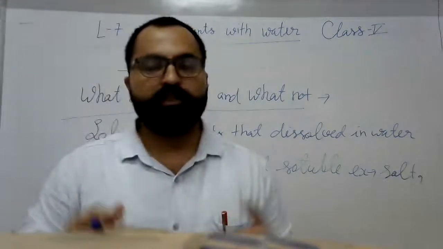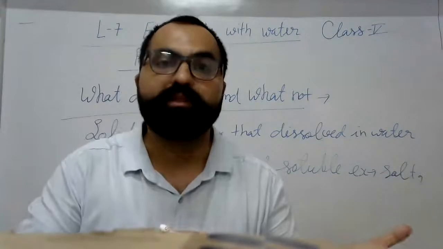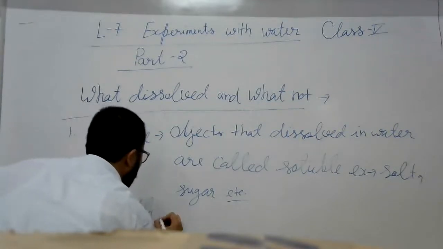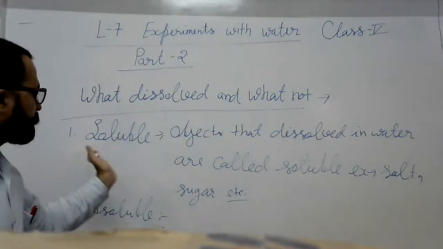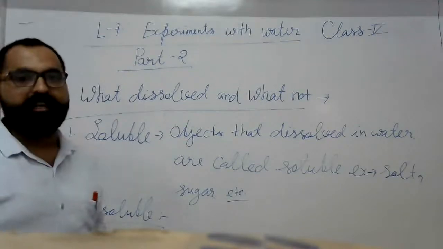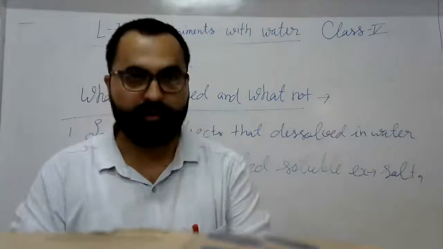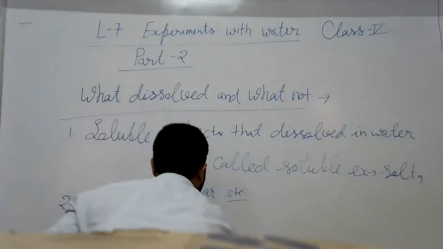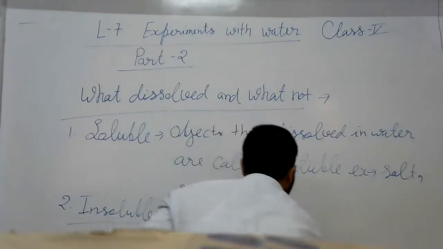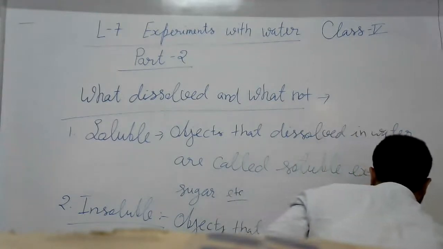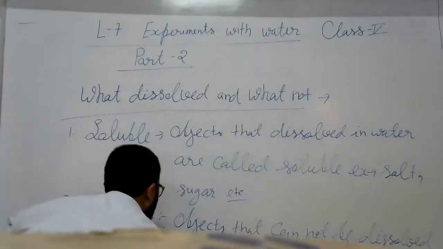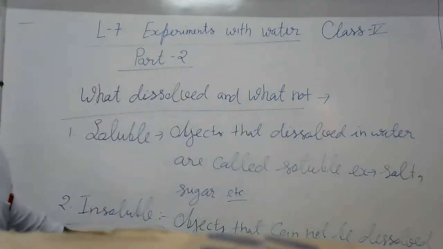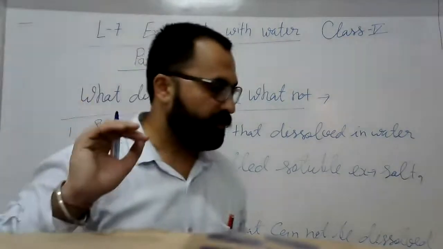Next, if one is soluble, then the second one is insoluble. Soluble means easily dissolved, so insoluble is the opposite. Objects that cannot be dissolved in water are called insoluble. If you cannot see it on the video, I'm saying it to make it clearer.